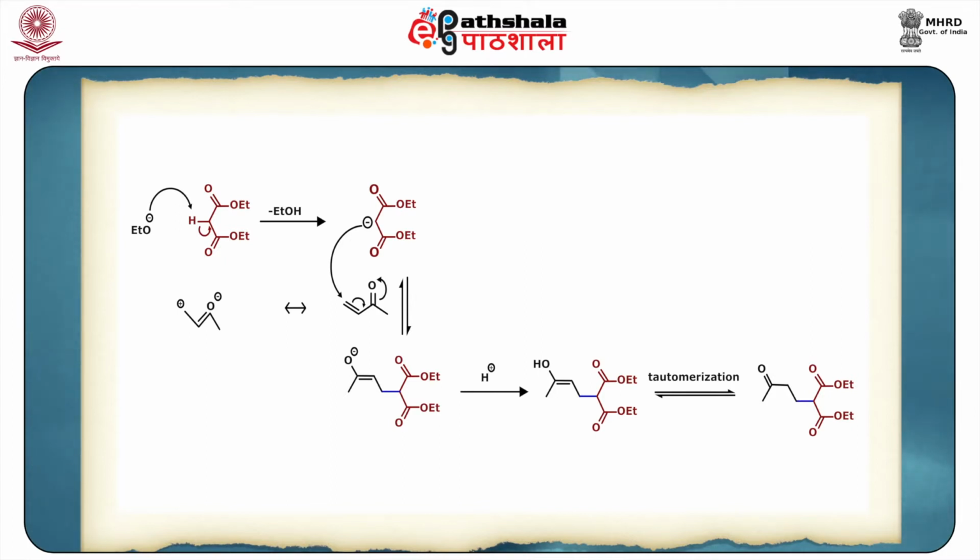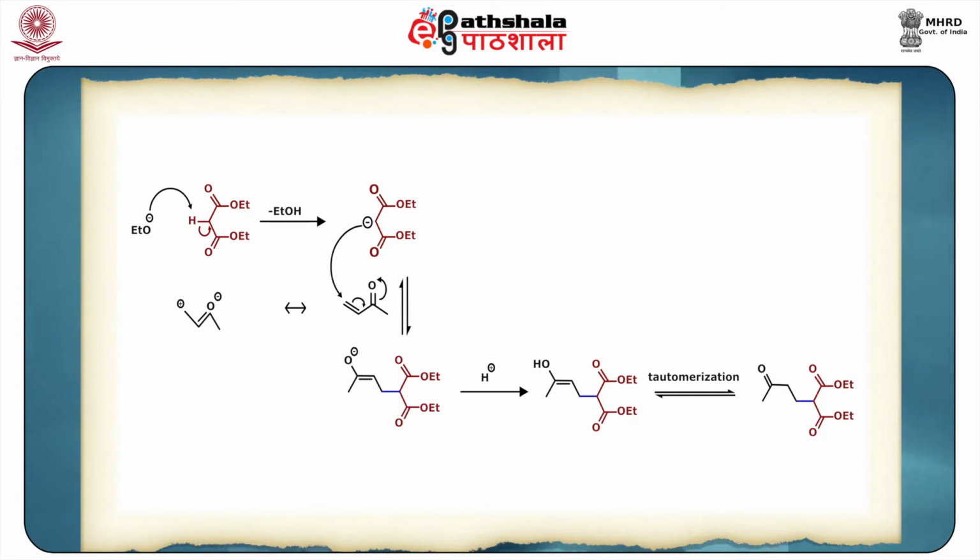Now, this carbanion in turn will be attacking the beta carbon of the conjugated carbonyl. So, this double bond is being attacked by this carbanion at this beta position, and as a result we get this oxyanion. And further on, as this O minus takes a proton, you get this enol, and this enol will undergo tautomerization to eventually give you this product.